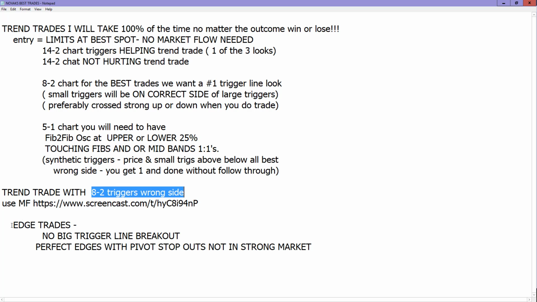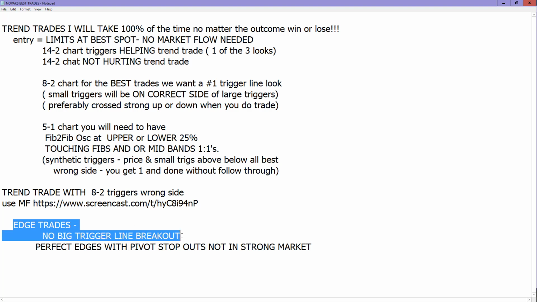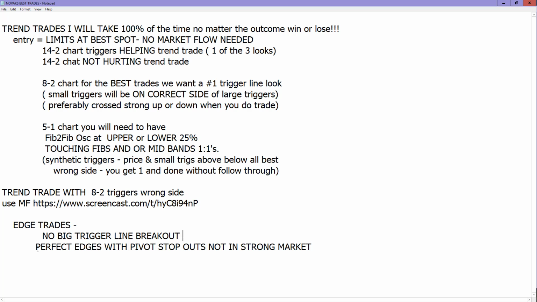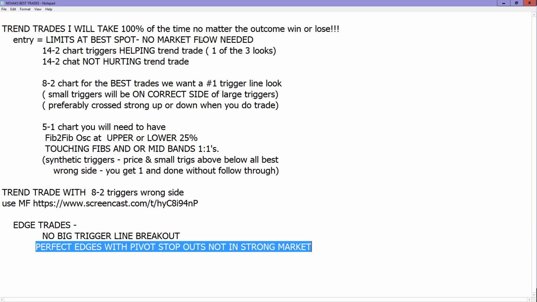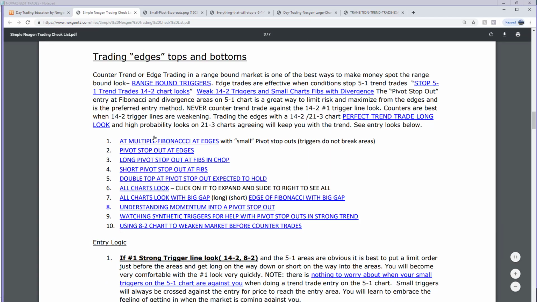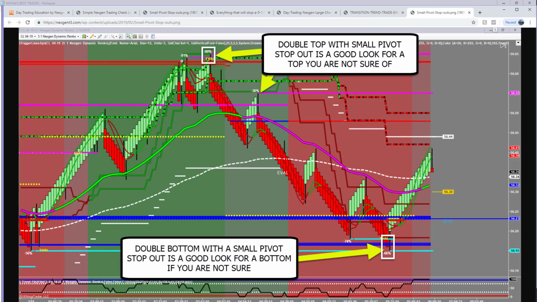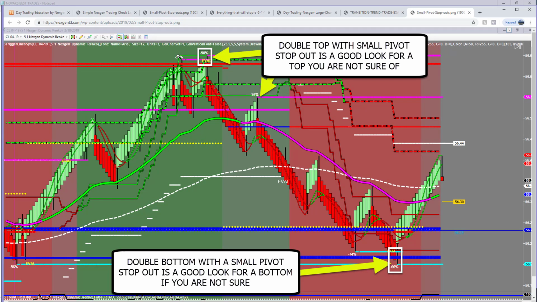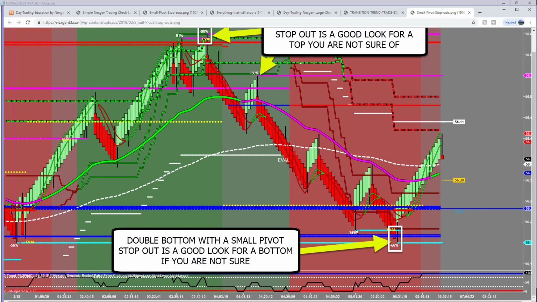And then, on top of that, you're going to add in edge trades where you don't have a big trigger line breakout of a fib, and then perfect edge trade pivot stop outs. And again, those are really, really simple because you have to be at an edge. It has to be a clear edge, and you have to have a prior negative number, which makes a purple line, and then you're going to go short at the purple line retest. Or you're going to be at the edge of support, and you're going to have divergence, and it's going to make a cyan line, and you're going to go long at the cyan line, and you're going to hope for the best. One and done.